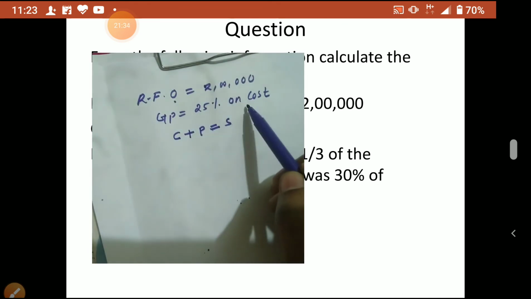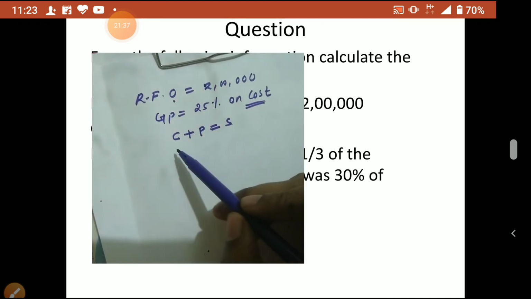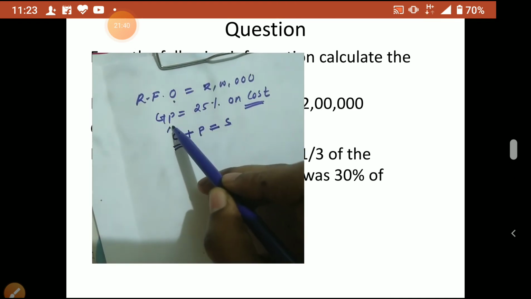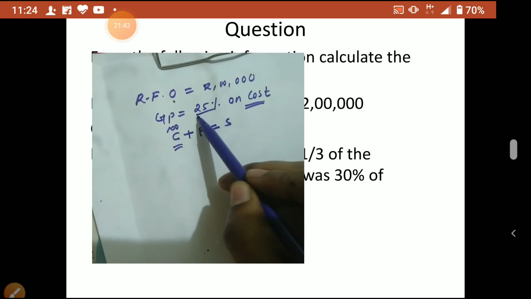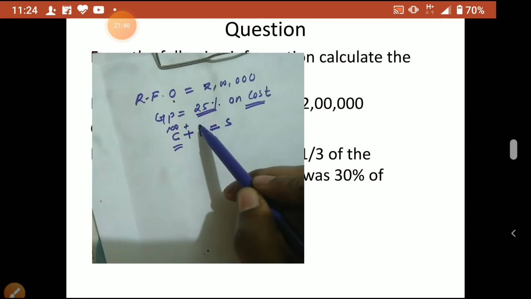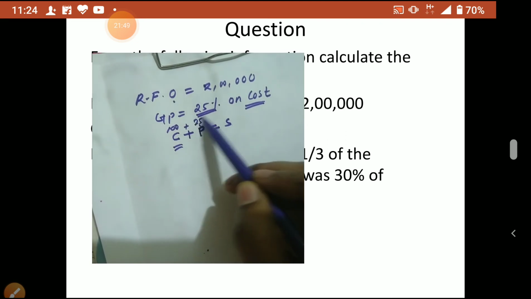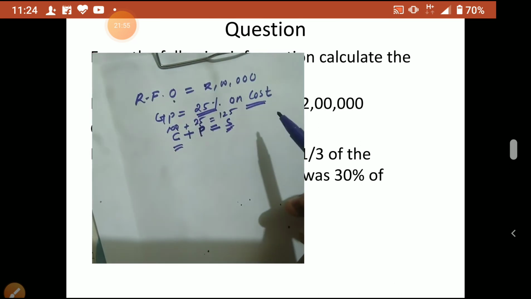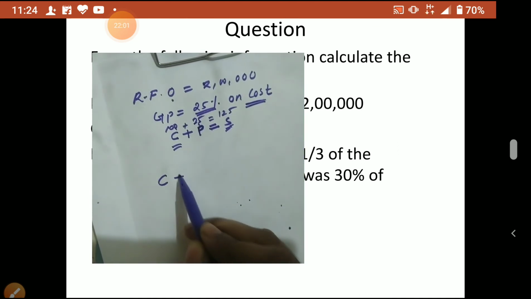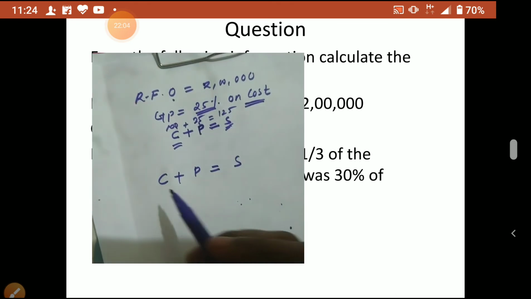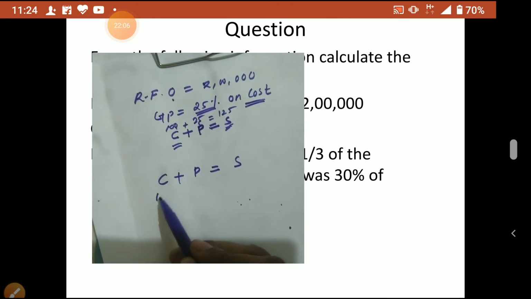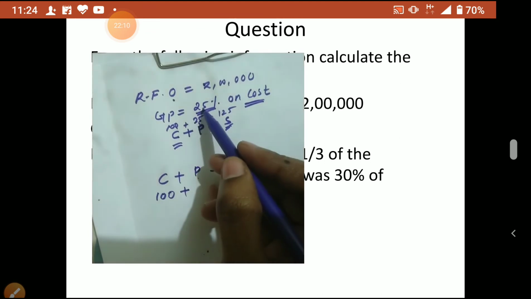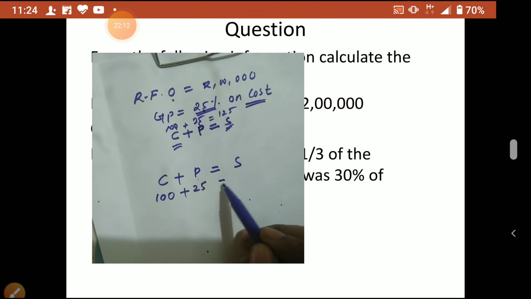So here, if they are saying on cost, then you have to assume cost as 100. Then profit is how much? 25%, so plus profit, P is profit, it is 25. Then 100 plus 25, sales is 125. So on cost, assume cost as 100 plus profit already given 25%, then selling price becomes 125.